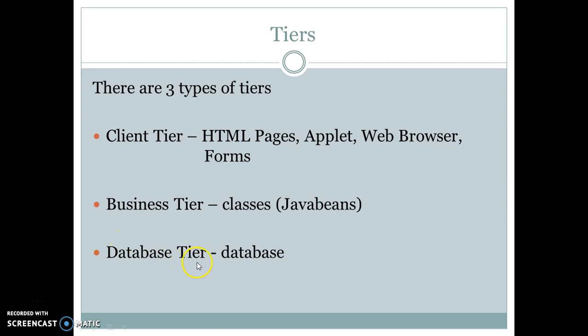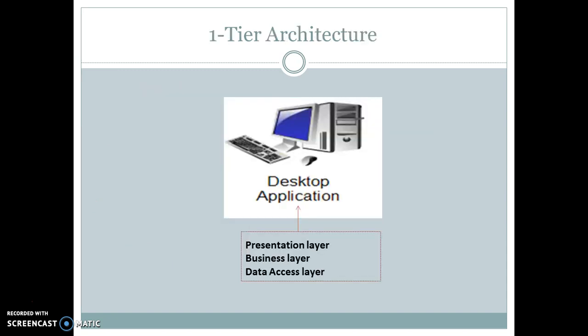Coming to the last tier, that is the database tier. Database tier consists of database. Database tier corresponds to the data access layer. Now, let us start with the study of different architectures, starting with the first one, that is one-tier architecture.